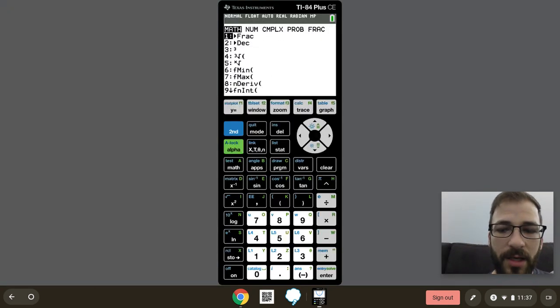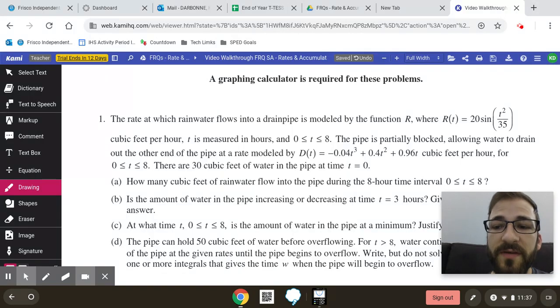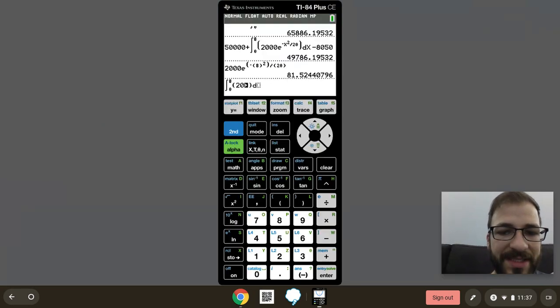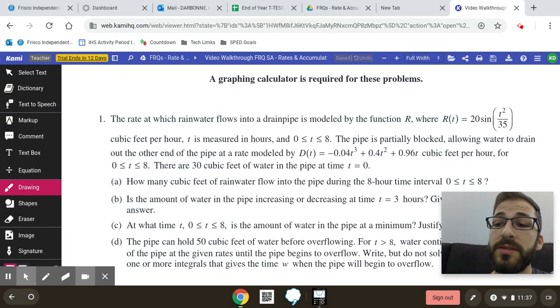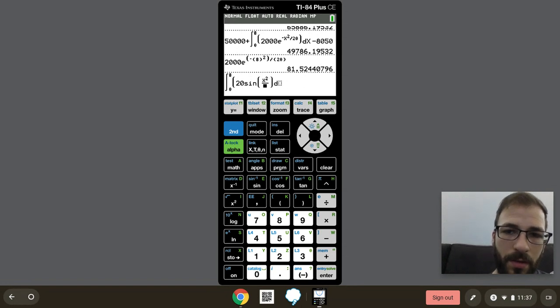So math, option 9 for that function integral, 0 to 8. And then it's 20, I believe. 20 sine, first option for that fraction, t squared over 35. Close parentheses. And then dx.